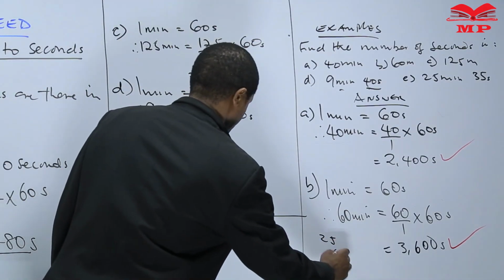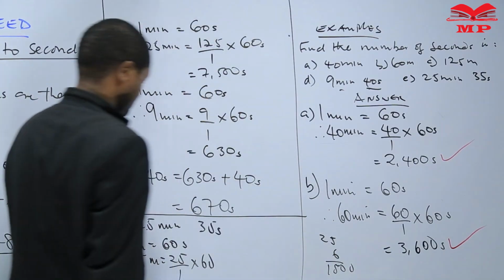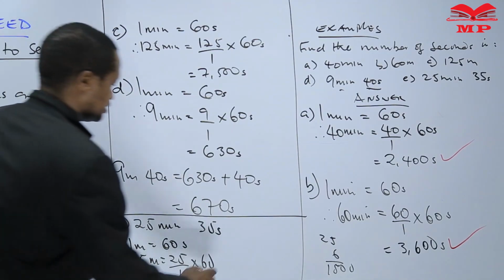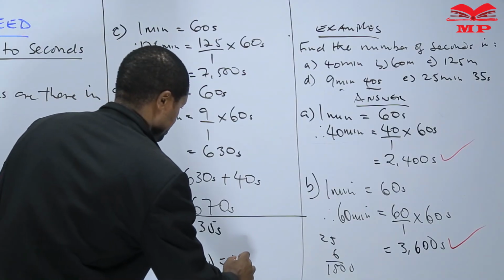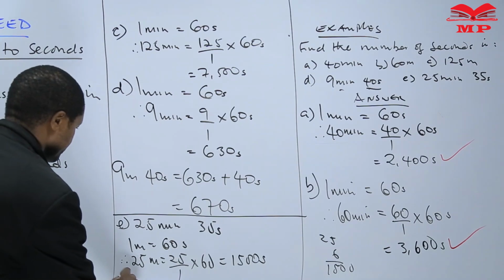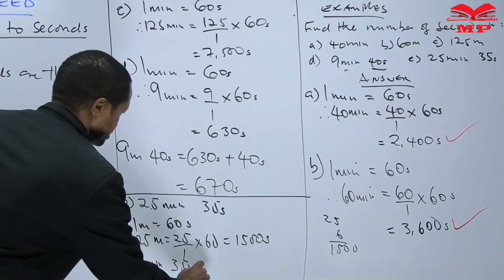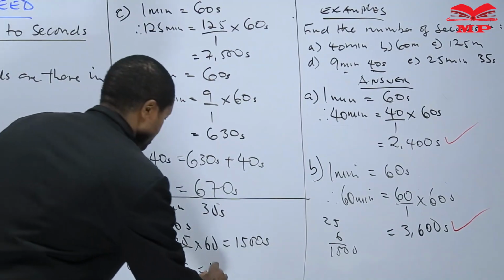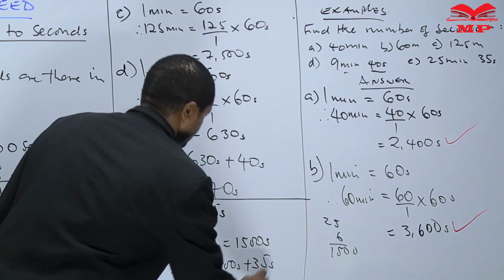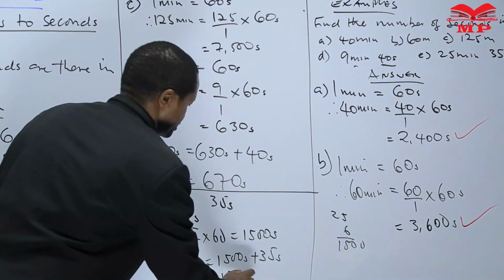25 times 6 is equal to 150. Then there is a 0 there. So 25 minutes is equal to 1,500 seconds. So 25 minutes and 35 seconds is equal to 1,500 seconds plus 35 seconds, which is equal to 1,535 seconds.